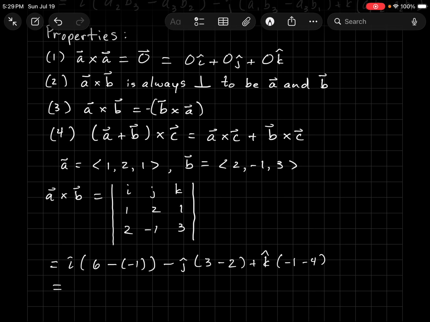Putting that together and simplifying, we get 7i minus 1j minus 5k. And that is the cross product of A and B.